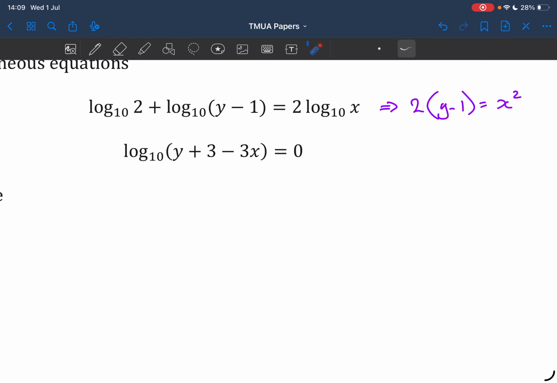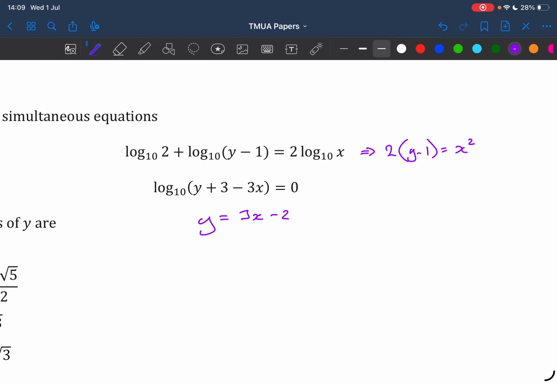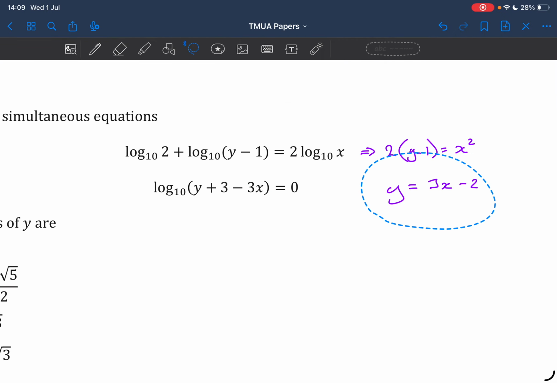And in this case, then, what we are going to know, taking everything to the power of 10, you get rid of that. 10 to the 0 is 1. So this stuff all equals 1. So y is equal to 3x, it'd be plus 1 minus 3, so minus 2. So these are the 2 bits that we have. These are the 2 equations. We just need to solve them simultaneously.